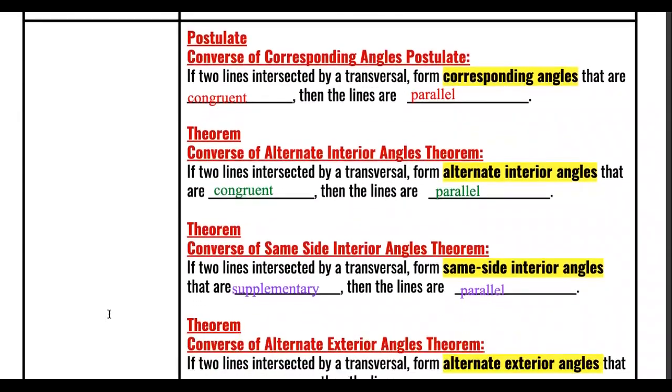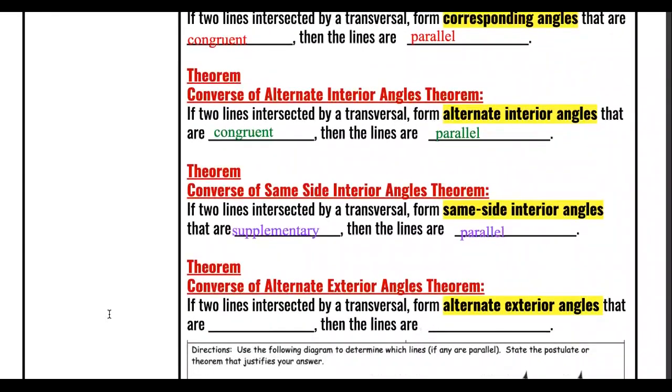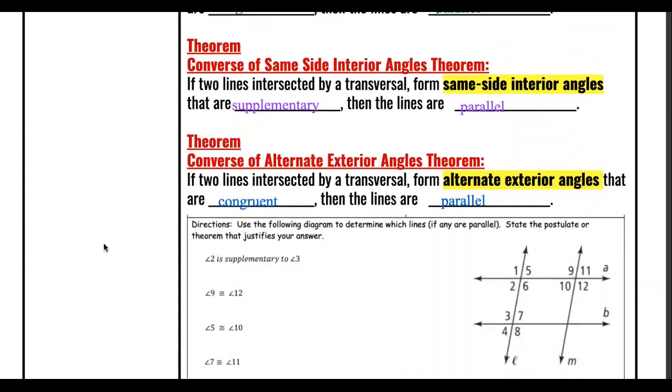Let's move on. We have one more left. This is the theorem, the converse of alternate exterior angles. If two lines intersected by a transversal form alternate exterior angles that are congruent, then the lines are parallel, okay? So basically what you get from this lesson is, if the relationships work out to be true, then you can use that to prove that the lines are parallel. So that means you can take the theorem in reverse order. Let's look at a few examples of these postulates and theorems in place, okay?